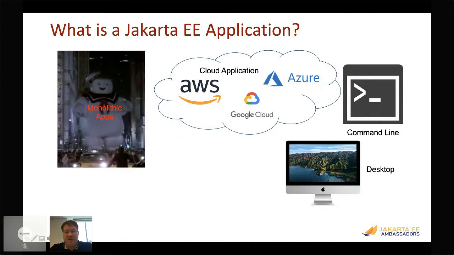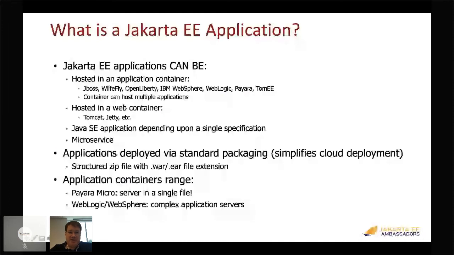Jakarta EE is not just monolithic applications like what developers were writing back in 2002. You can take the standards and the implementations and mix and match them to develop your own application. So if you're writing something for AWS Lambda, you could use a couple of Jakarta EE technologies for processing JSON, for pulling data from a database, and there you go. You're still using Jakarta EE technologies. So a Jakarta EE application can be hosted in application containers such as JBoss, WildFly, etc. It could be hosted in a web container such as Tomcat, Jetty, or a Java SE application.